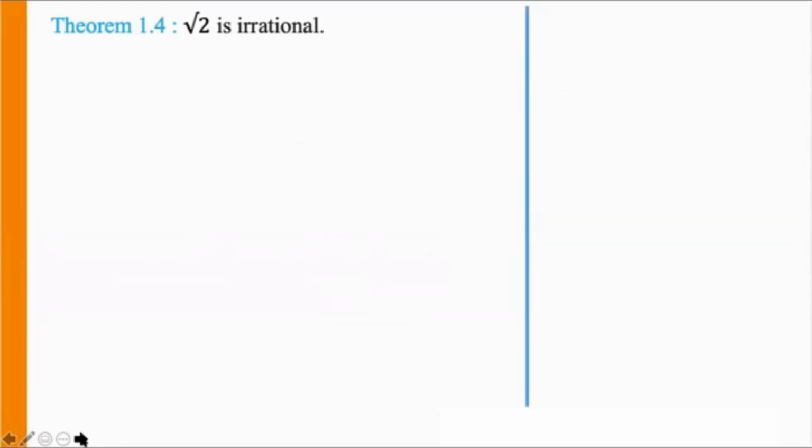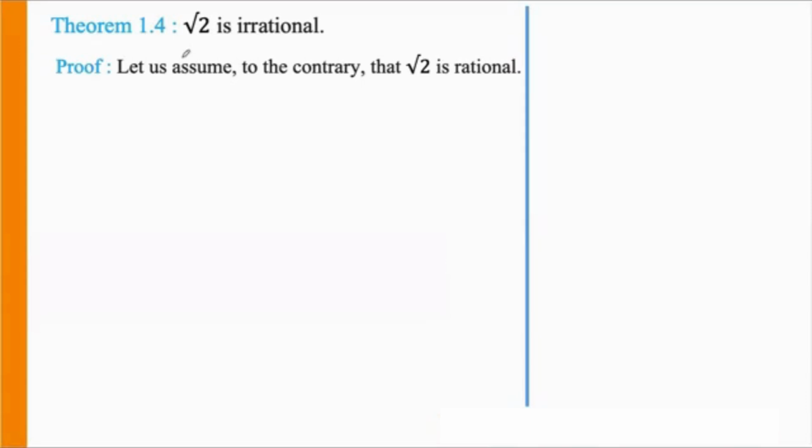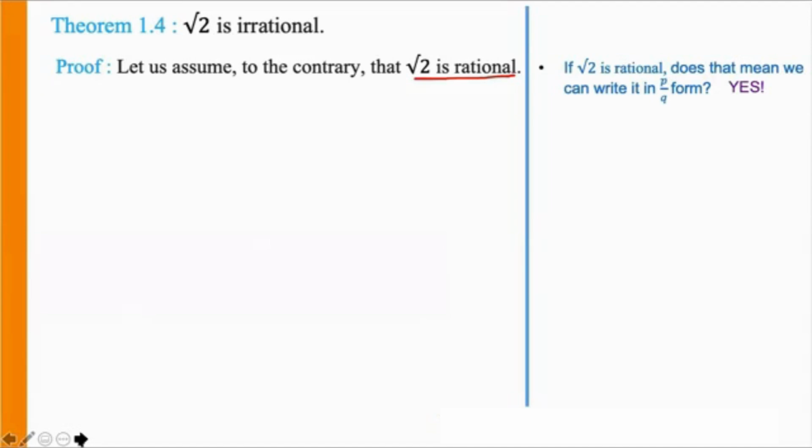Now we begin understanding the proof of this theorem. So Theorem 1.4 says that root 2 is irrational. We have to prove that root 2 is an irrational number. So let us assume to the contrary that root 2 is rational. Let us assume that root 2 is a rational number. If root 2 is a rational number, does that mean that we can write it in P upon Q form? Yes, it would mean that.